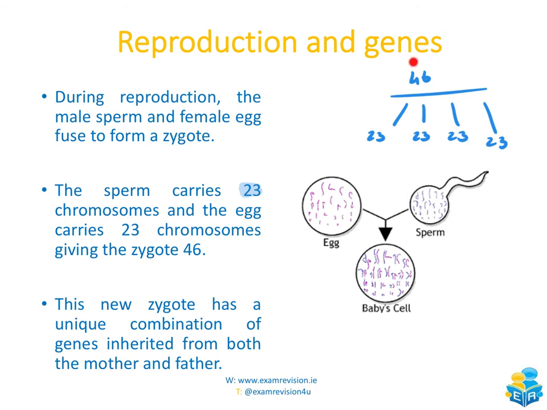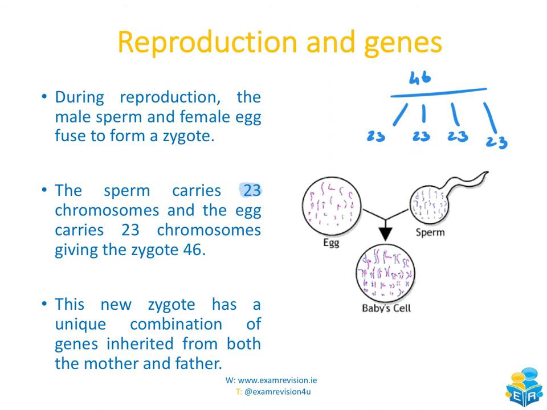We start off with 46 chromosomes. We end up with half the number, so it's now going to become haploid. So we have 23. So the sperm is going to have 23. The egg is going to divide in a similar way, so they're also going to have 23. And they're going to combine together, or fuse together, to form a zygote. So 23 and 23 is going to give us 46. So it's a full complement there.